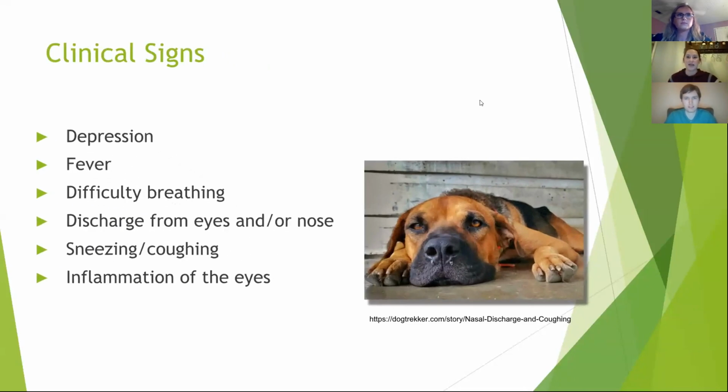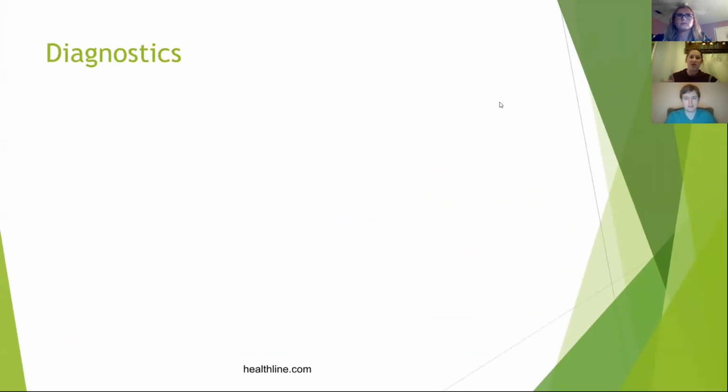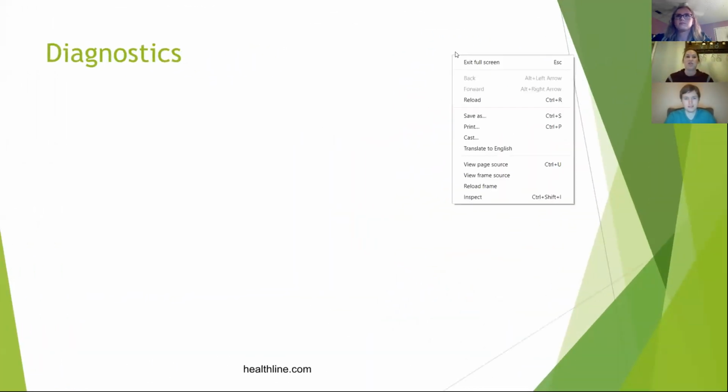For the clinical signs, pets will show up and they will be depressed and lethargic, and because it's upper respiratory, they'll have difficulty breathing. They will also sometimes show up with discharge from the eyes and/or the nose, and they will also often have sneezing and coughing, but in pigs it'll sound like barking, and they'll also, due to discharge in the eyes, have inflammation in the eyes. And whenever they show up like that, just make sure that you keep them isolated in another room.